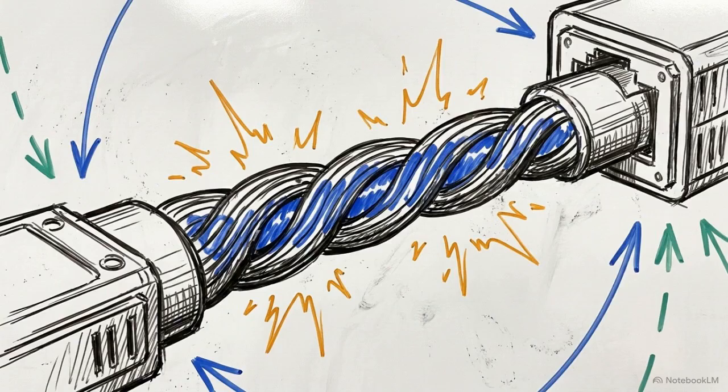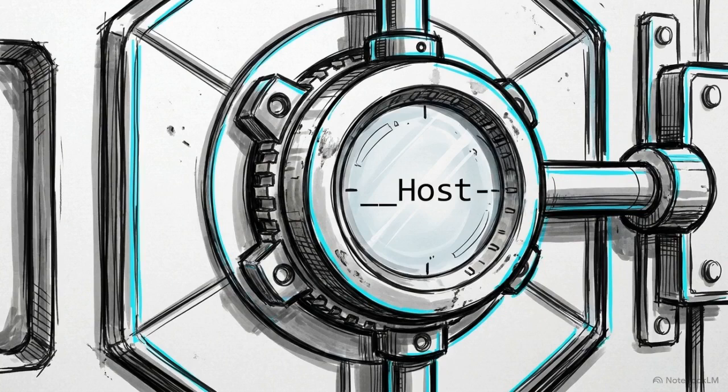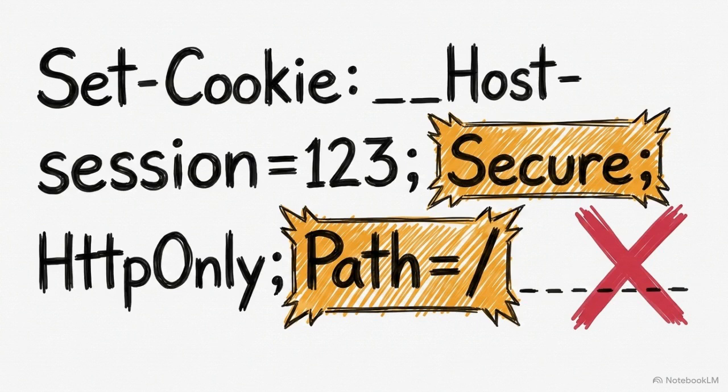We also add the Secure attribute, which ensures the browser only transmits the cookie over encrypted HTTPS connections, preventing interception on the local network. For high security environments, we can use cookie prefixes, specifically __Host-, to enforce the strictest possible origin boundaries. A browser only accepts a __Host- prefixed cookie if it meets rigid criteria. It must be secure, have a path of / and omit the domain.